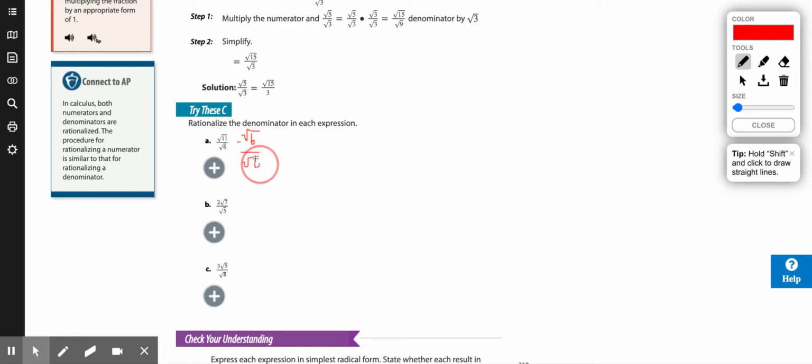Because remember, the square root of 6 over the square root of 6 is 1. And multiplying by 1 doesn't actually change the number. It's just making it into an equivalent form. The square root of 11 times the square root of 6 is the square root of 66. The square root of 6 times the square root of 6, well, that's the square root of 36, but we know the square root of 36 is just 6. So that'll be the square root of 66 over 6. Or another way to write that would be 1/6 times the square root of 66.